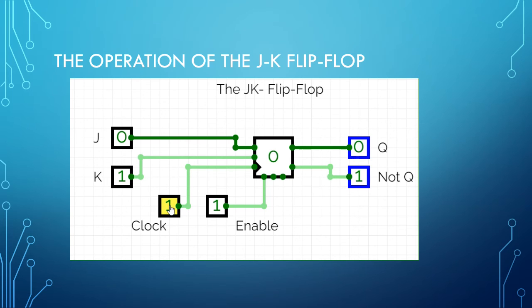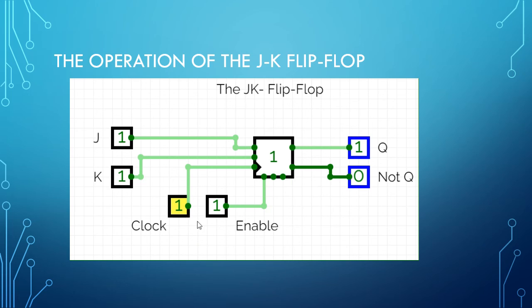All right, we want to toggle the flip-flop. You set the J and the K at a 1. Watch the output, the Q and the NOT Q. Clock off, clock on, output changes. Clock off, now the clock on, output changes. Clock off, nothing happens. Clock on, output changes. So this is a complete operation of the JK flip-flop.